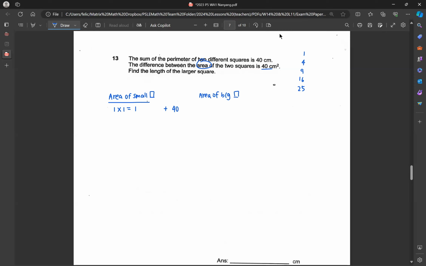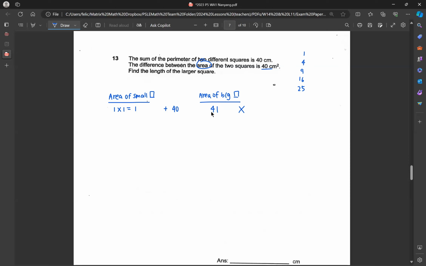Okay, so now I'm testing out. So 1 plus 40, the area here is 41. Now, think about it. If my big square has an area of 41, would this even be possible? How to know whether it's possible? Remember, areas of squares have to be square numbers because they are squares. That means the length and the breadth must have the same number. So is there any number times the same number that gives us 41? Is 41 a square number? All right, so this is not a square number. So I cross this out. Yeah, 41 is not a square number.